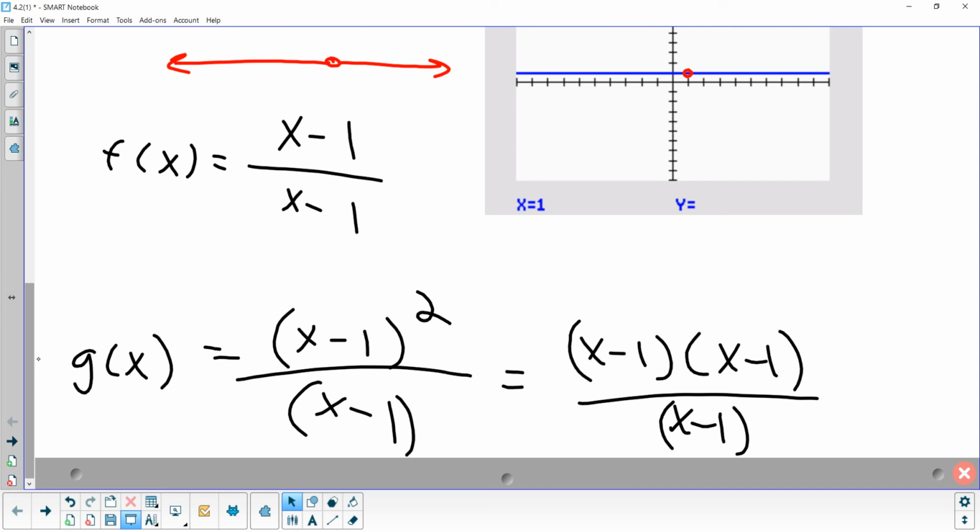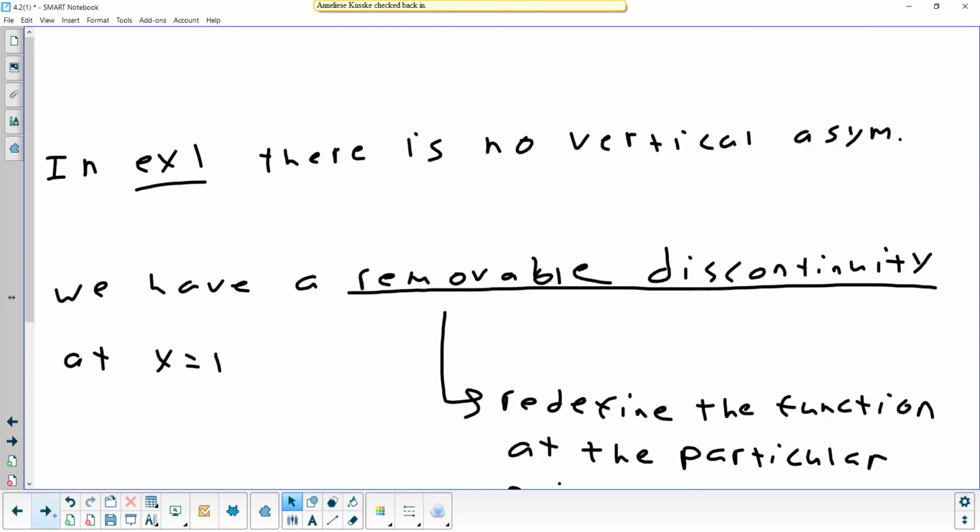All right, common factor. So essentially what it's going to look like is the graph y equals x minus 1, almost, except there's going to be a hole at 1. So it's actually not a line, but it's almost like two rays going in opposite directions from the hole. So in both of those examples, we did not have a vertical asymptote. We had a removable discontinuity.